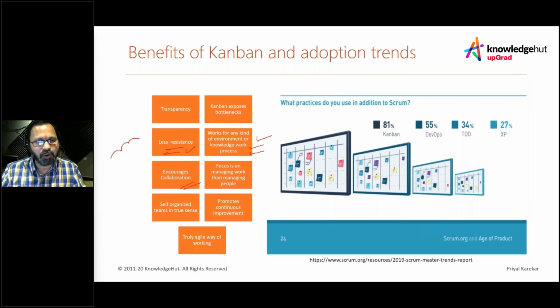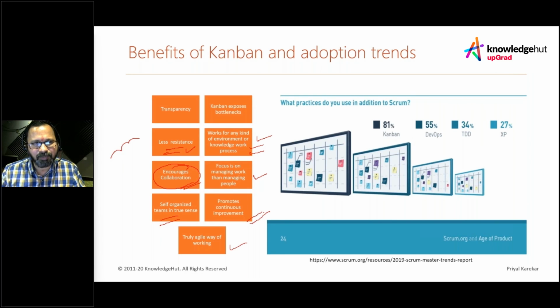Okay, it encourages collaboration. So Kanban puts a constraint with the explicit policy, WIP limit. It encourages collaboration between the team members. It focuses on managing work rather than managing people. Okay, it helps in building self-organized and high-performing teams in a true sense. It promotes continuous improvements, and it's a truly agile way of working.